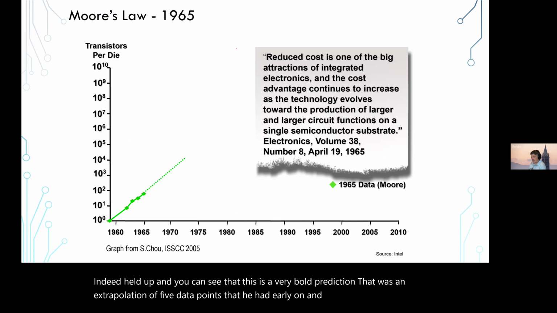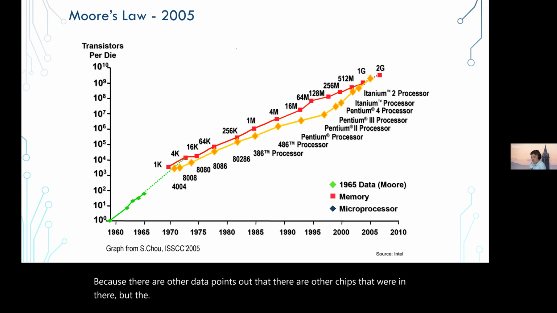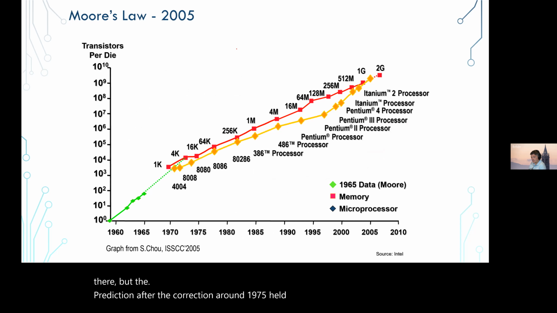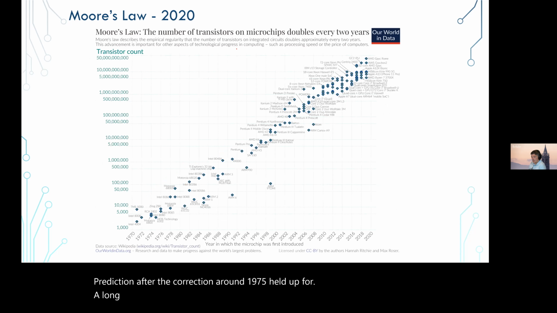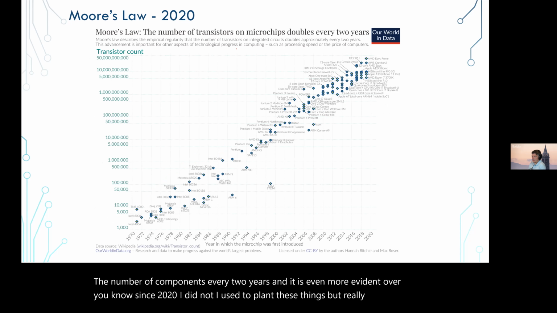And there are interesting articles that have been tracing down how he picked these 5 data points, because there are other data points out there, other chips that were in there. But the prediction after the correction around 1975 held up for a long time. If we look at what is currently happening around 2020, there is a notable slowdown in recent years. We are definitely off that doubling the number of components every 2 years, and it is even more evident since 2020. I used to plot these things, but really didn't collect the data that recently.